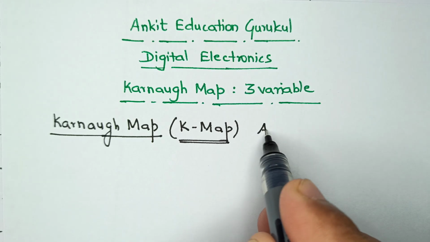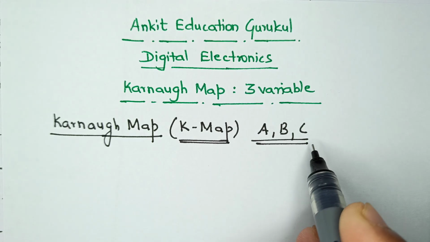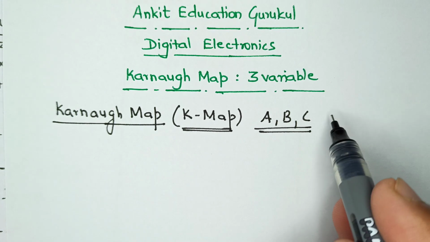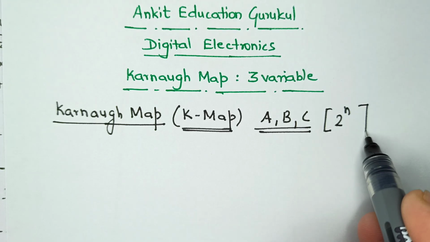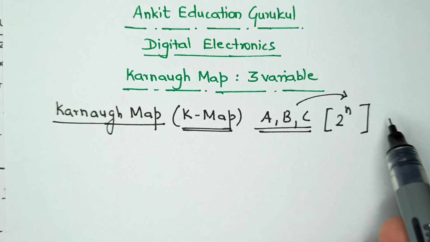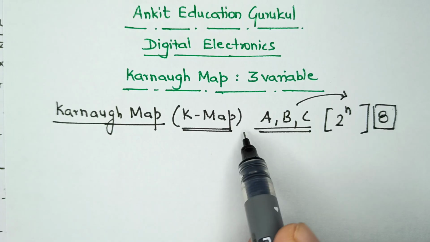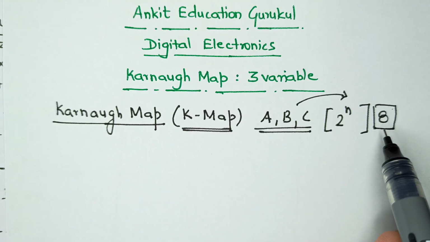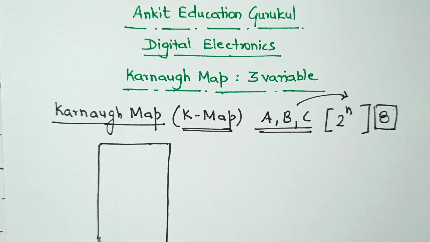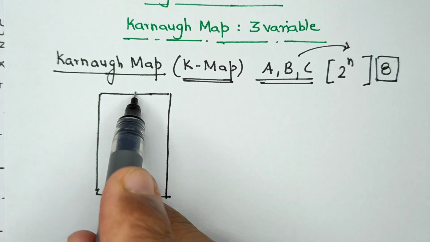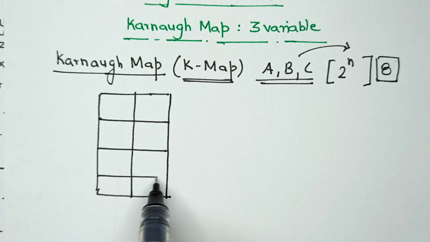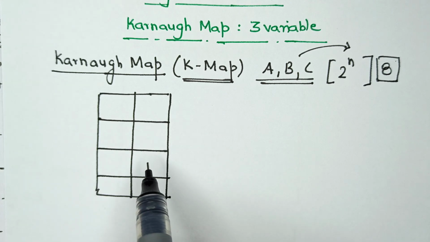Now let us say we have 3 variables, that is A, B and C, and these 3 variables are to be represented on a Karnaugh map. A 3-variable Karnaugh map will follow the rule of 2 raised to the power n, where n represents the number of inputs. Since here we have 3 inputs, 2 raised to the power 3 becomes 8. So a 3-variable Karnaugh map will have an array of 8 squares. Let us draw one big rectangle and divide it into sections. So this is basically a Karnaugh map of 3 variables.